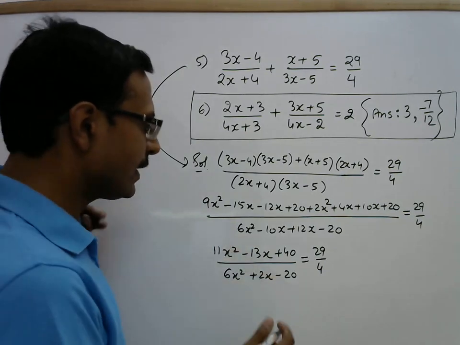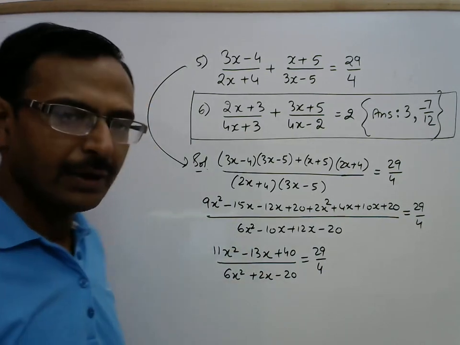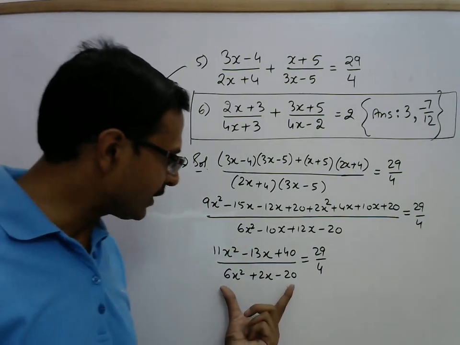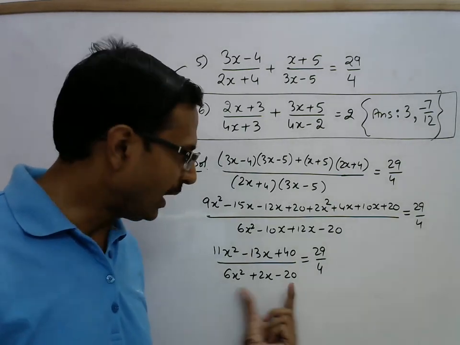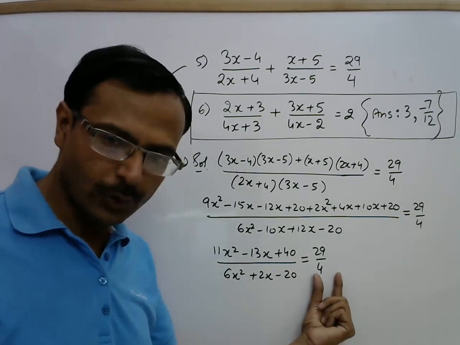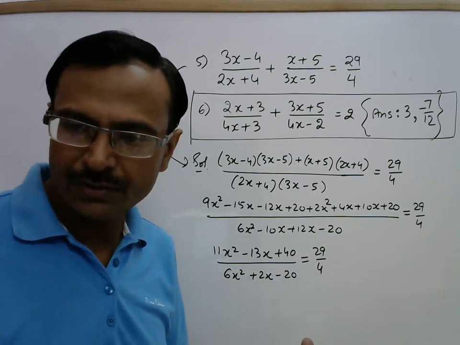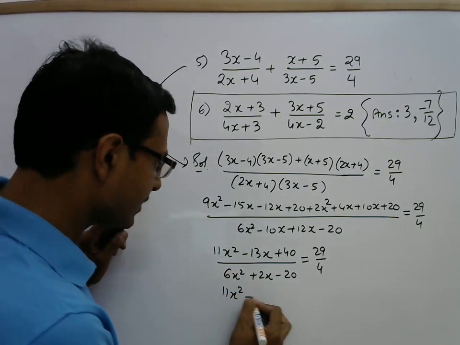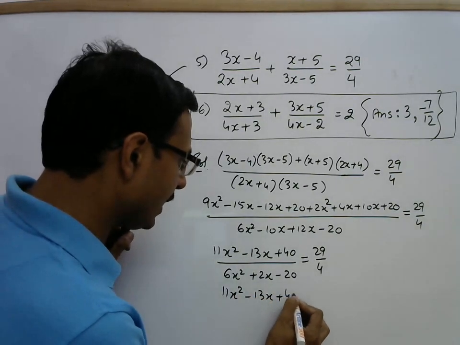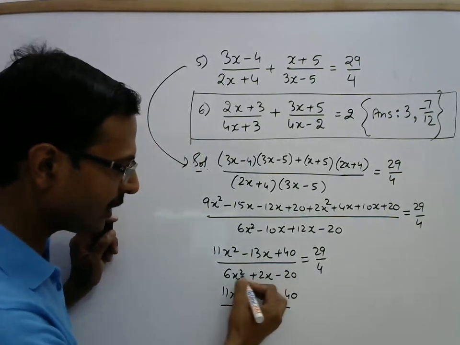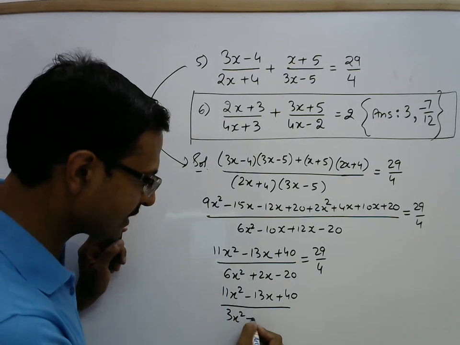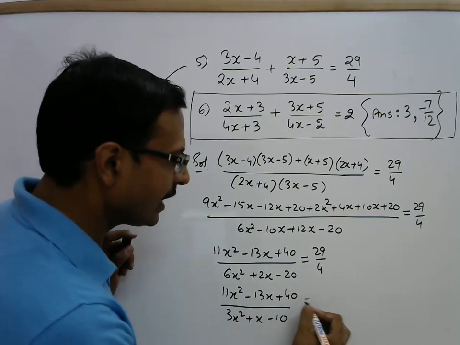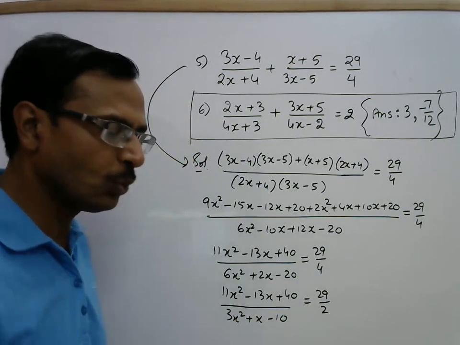Now viewers, you can cross multiply this, or if you can see we have a common factor in the denominator here, 2. I will cancel that 2 with this 4. So the equation will be simplified. So 11x square minus 13x plus 40 upon, see I am dividing this by 2, so 3x square plus x minus 10, and in the RHS it will become 29 upon 2.